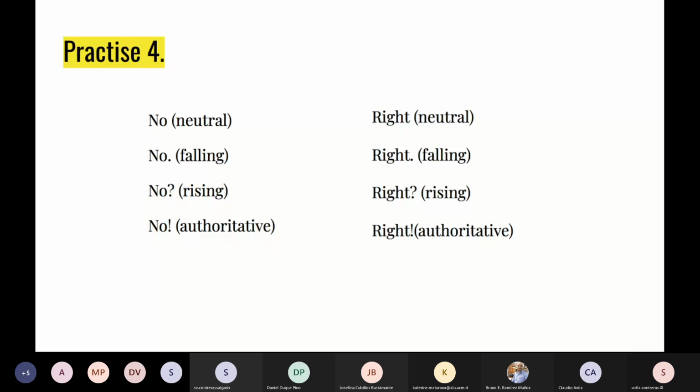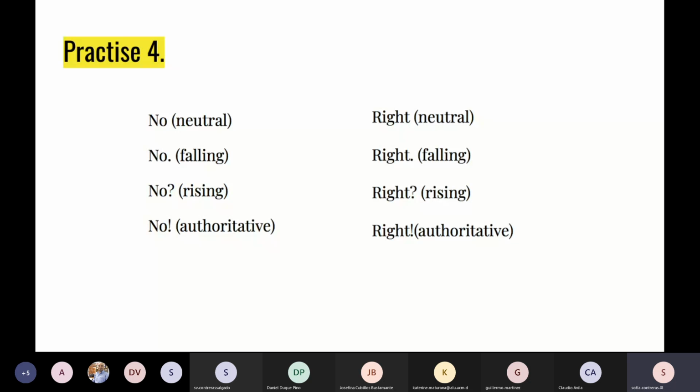Guillermo. Go, Guillermo. With a neutral, a falling, a rising, and an authoritative intonation. No, right. No, right. No, right. Super. Thank you very much, Guillermo.